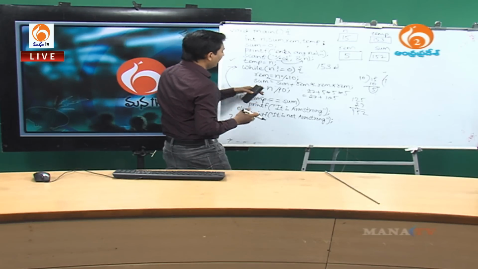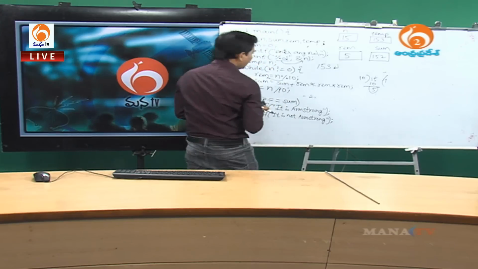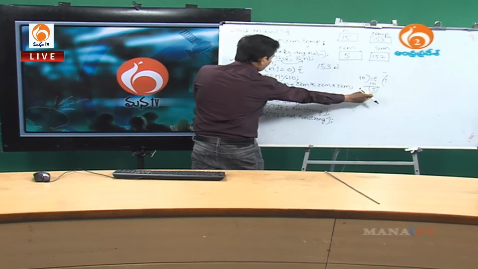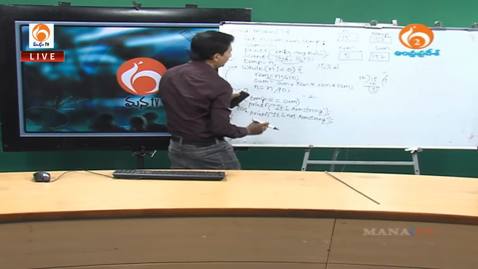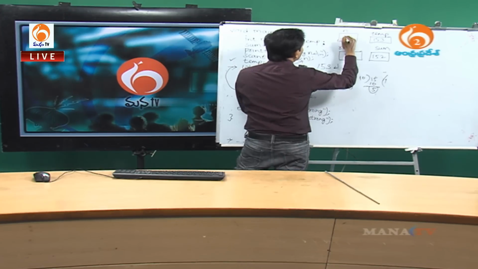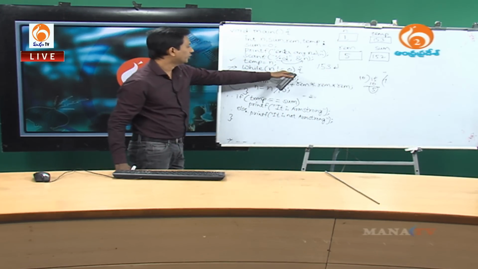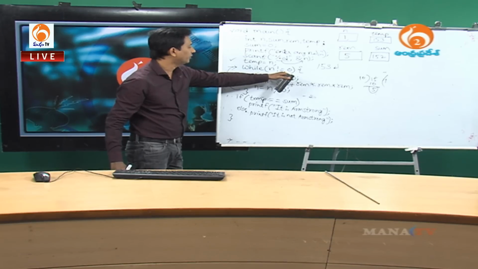Next, n equals n divided by 10. N divided by 10 means this quotient, that is 1, is stored into n. Next iteration: n not equal to 0 means 1 is not equal to 0, which is true.